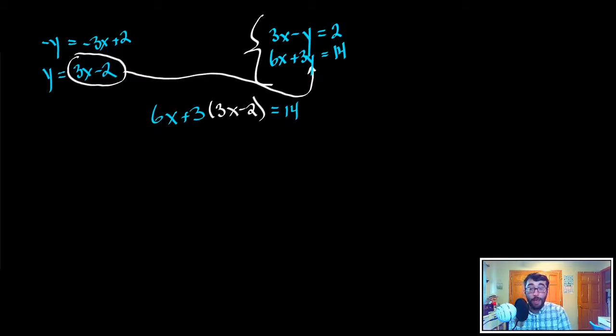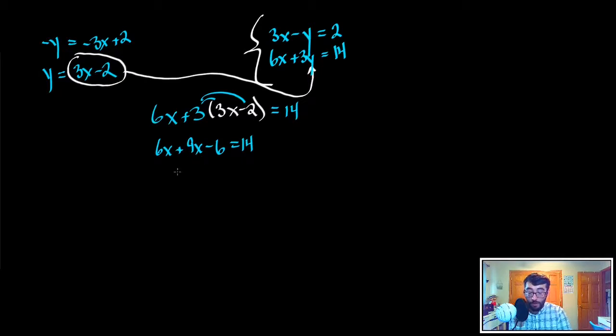So notice I didn't really change the equation at all. That's still y. It's just another way of writing y, okay? And now notice all this is in terms of x. This is an Algebra 1 problem now, okay? So now I can go ahead and solve for x, and to do so, I would distribute that 3 to make this 6x plus 9x minus 6 is equal to 14, and now I can go ahead and solve.